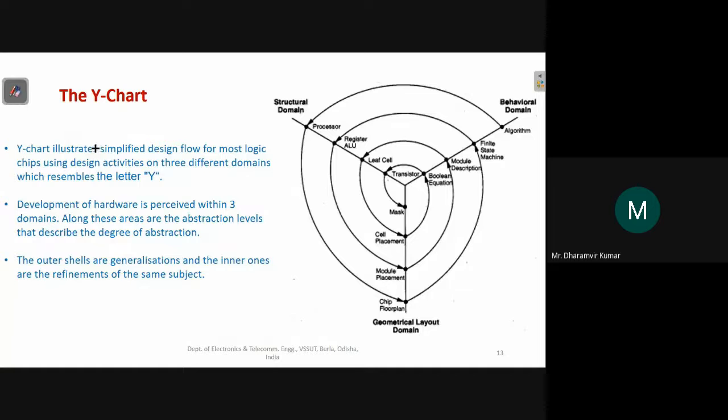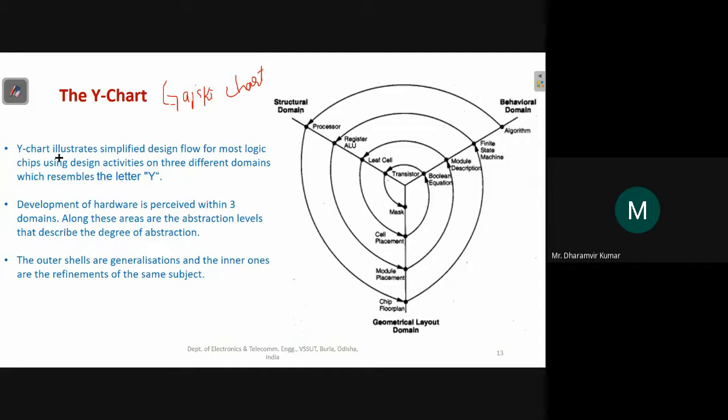After that, looking at the simplified VLSI design flow, that same thing can also be related to this Y chart. This also illustrates the VLSI design flow in the form of a chart. This was first proposed by a person named D. Gajski, so it is named after him. It is also sometimes called the Y chart or Gajski chart. Look at this, it resembles the Y alphabet in the English language.